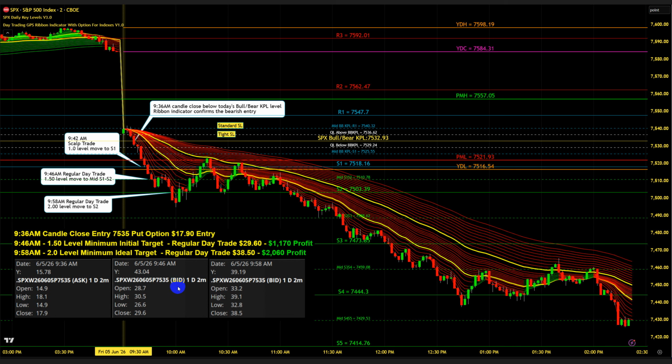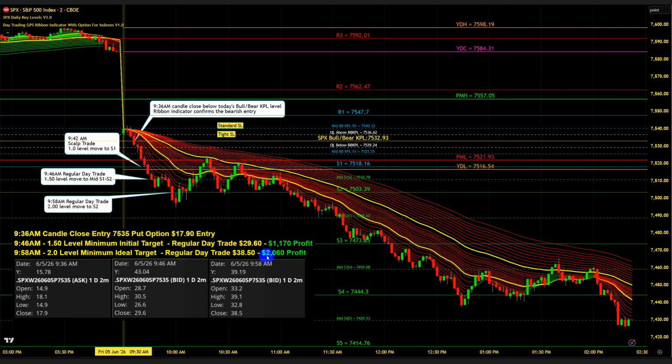Profit, $1,170 per option contract. The ideal 2-level target was the S2 level. That target was reached on the close of the 9:58 a.m. candle. The bid price at that time was $38.50, which translates into a profit of $2,060 per option contract.